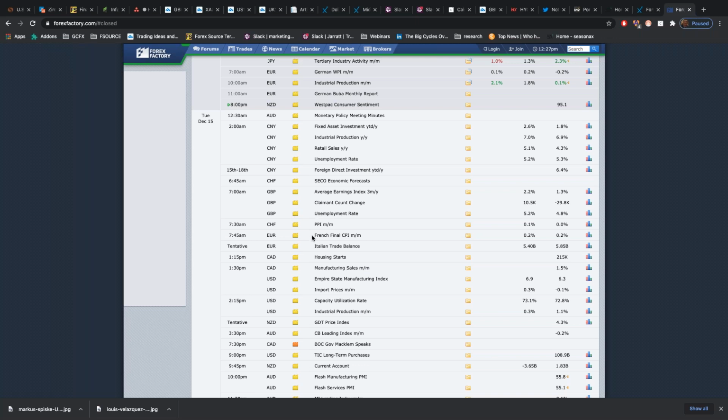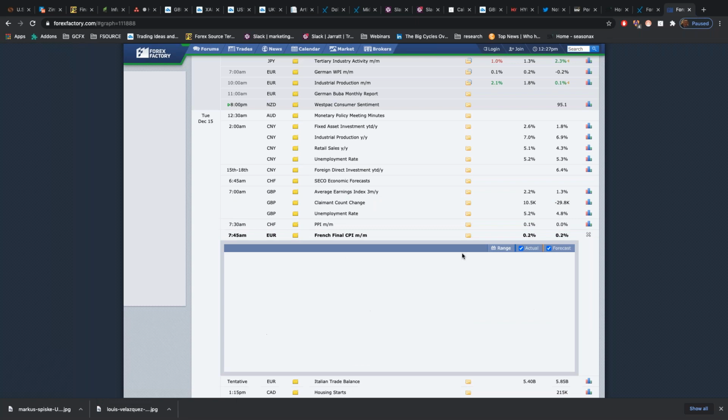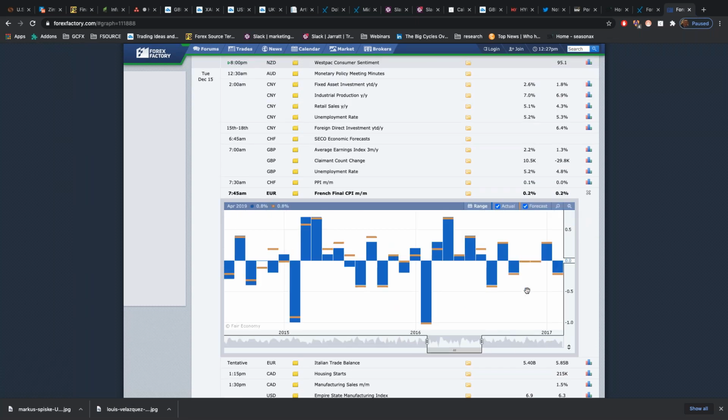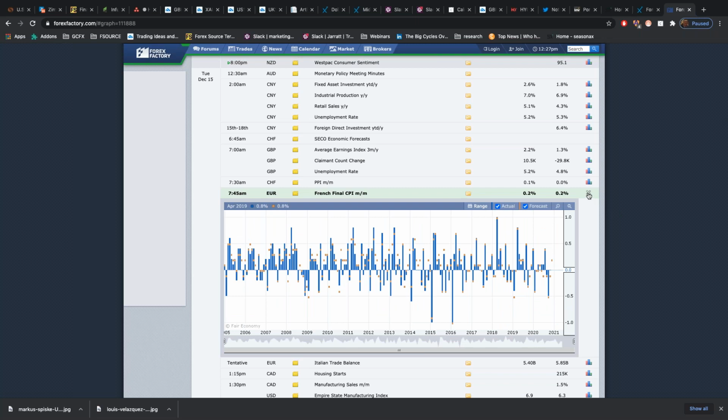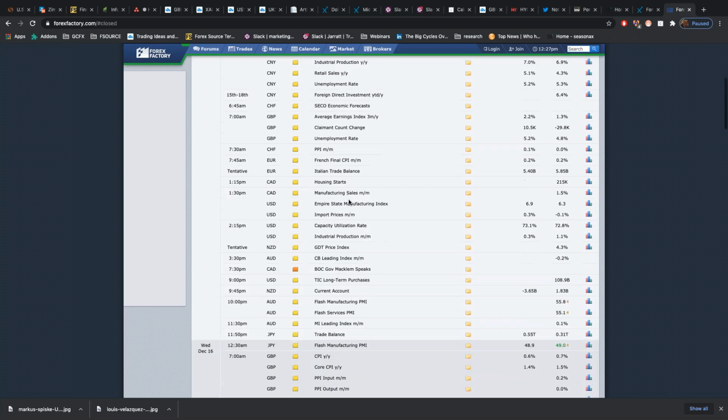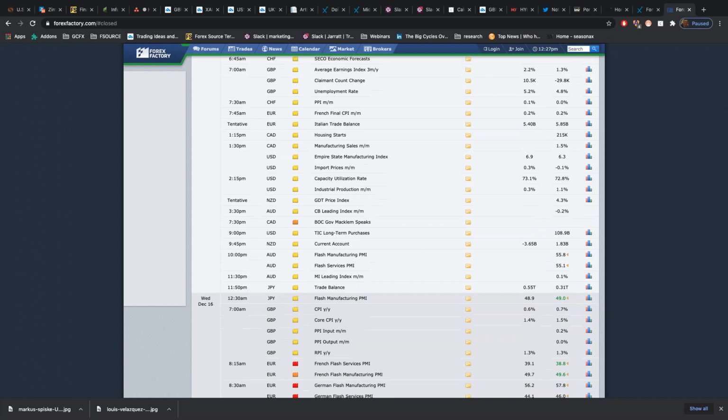We also have CPI data out of France. Now, European inflation is important, but we know that European inflation is just really, really depressed at the moment. So expecting further depressed readings out of France, just to reflect that, low CPI data. But obviously this is just for France, so it's not indicative of the whole European nation.